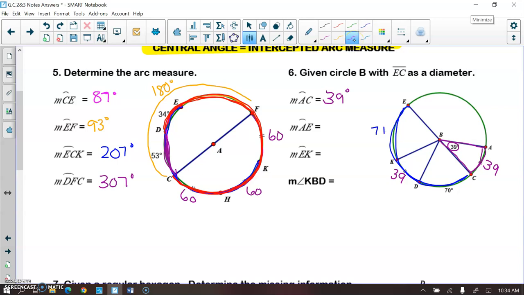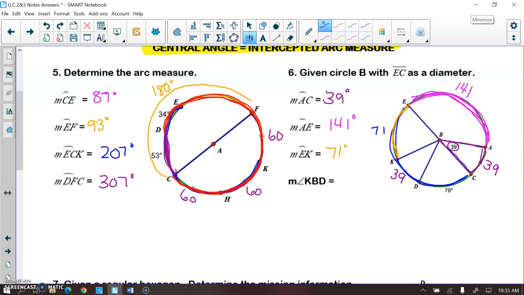So now it's asking for arc AE, which is this one here, which finishes off my full circle. So if I do 360 minus 39 minus 70 minus 39 minus 71, I get that arc AE is 141. Or I could have just done 180 minus that 39-degree angle, since arc EC spans a semicircle. It's up to you. There are many ways to do these problems. All right, arc EK, we already found it. That's 71 degrees.